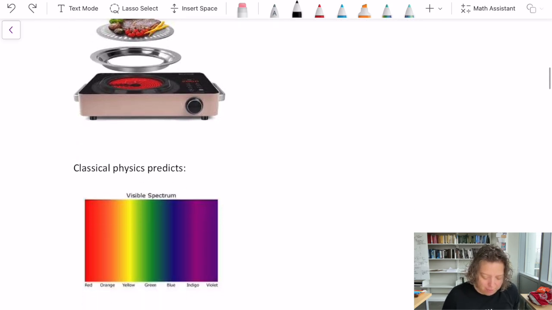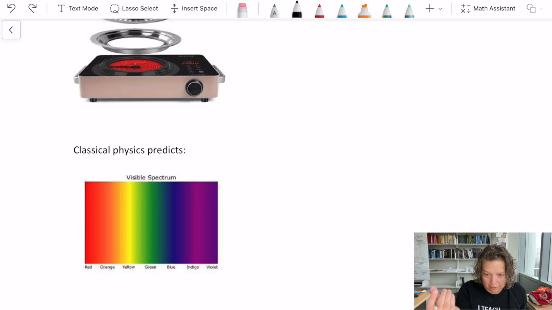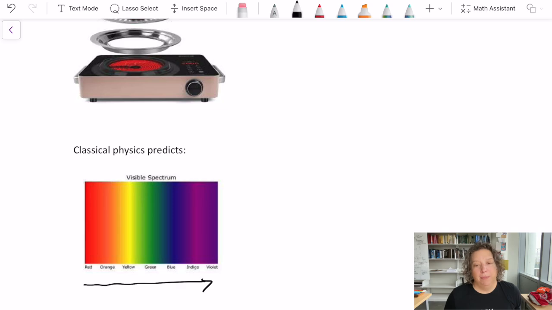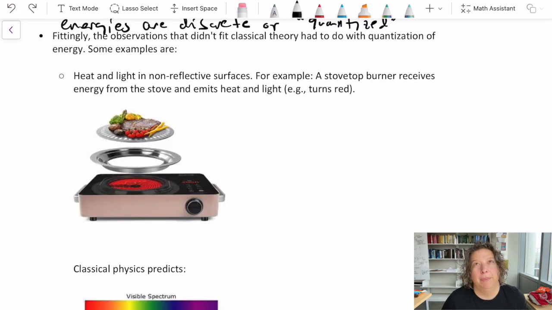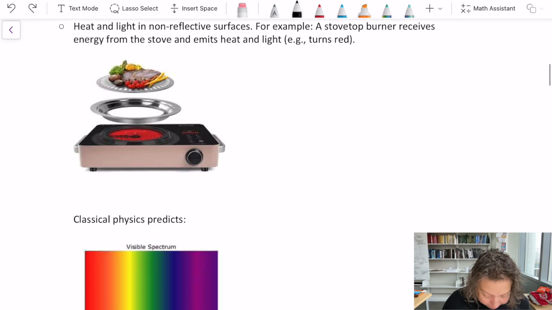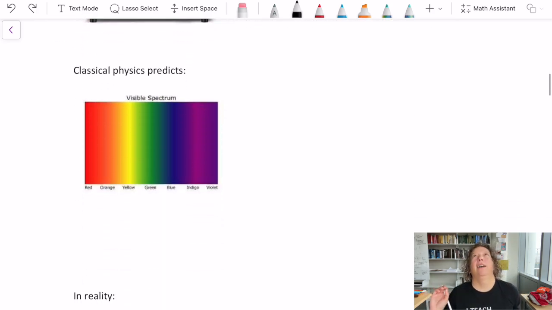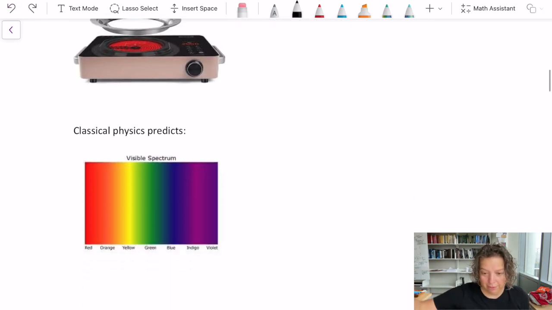What classical theory predicts is that as you increase the heat on the burner, the light that's emitted should continuously become higher in energy. So by higher in energy, it should go from, you know, red to orange to yellow to green to blue to purple. But it doesn't. We know that if you heat that burner, it just stays red. And that's because the heat that's applied is only enough to get it into this red spectrum. So not enough heat is supplied to get the metal to turn a different color.